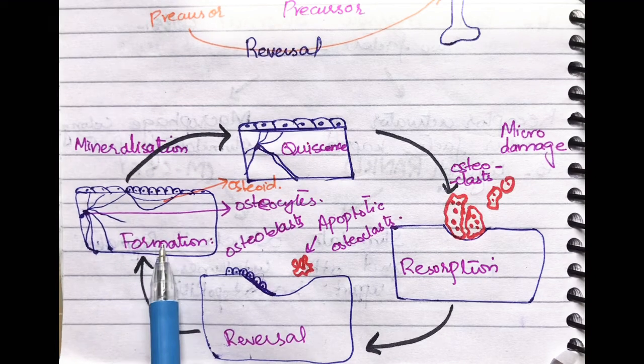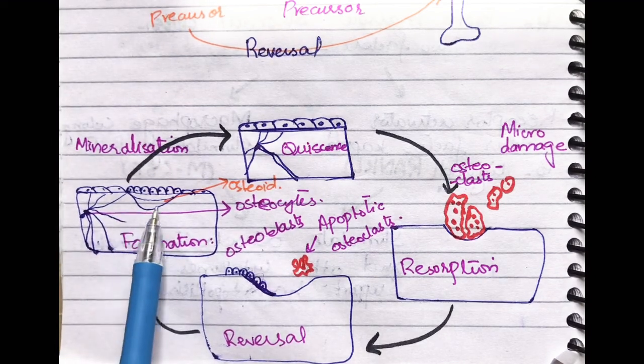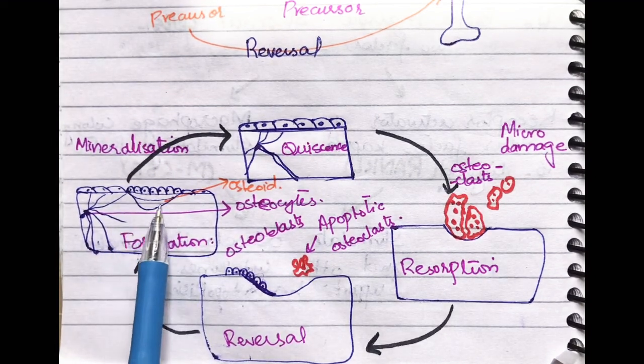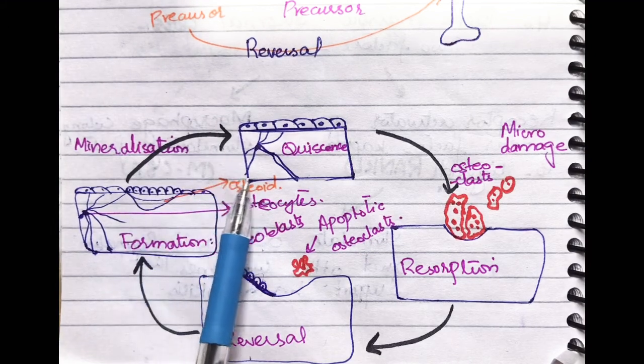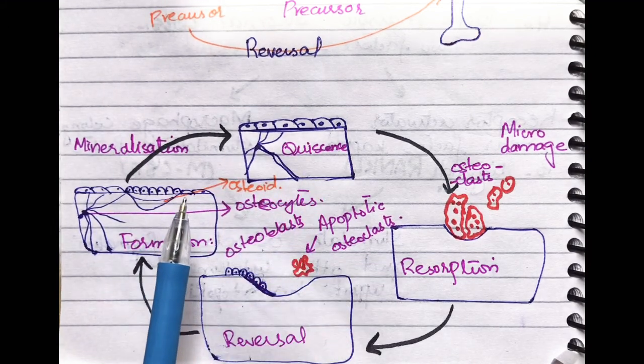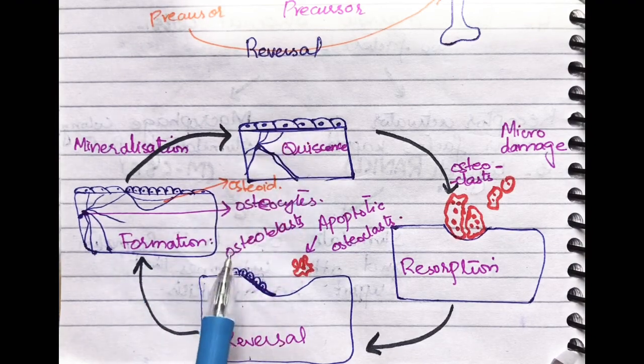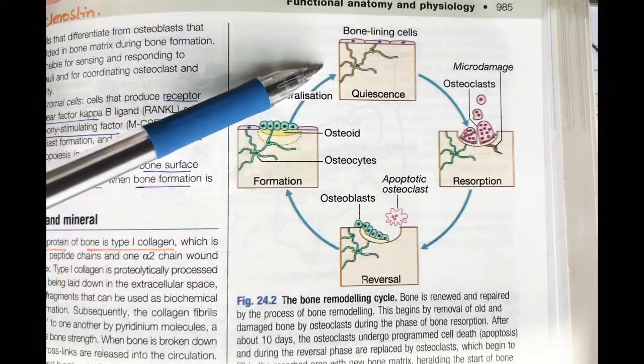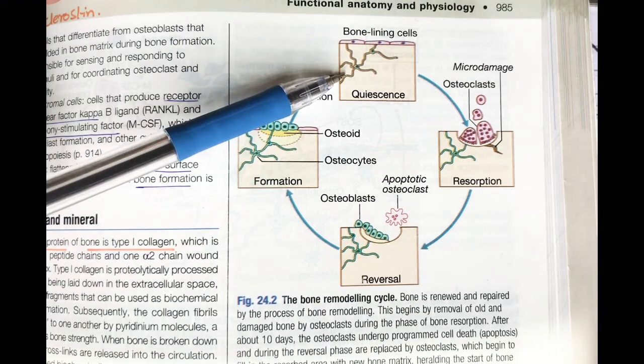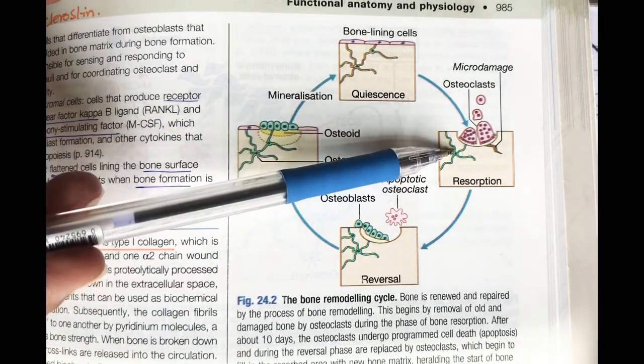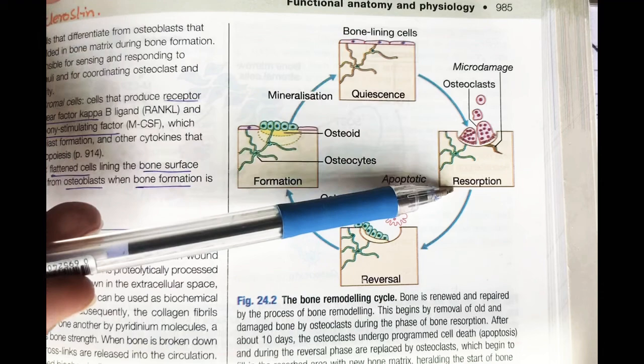When there is a formation of the new bone, a structure like this is formed, which is referred to as an osteoid. After this, the mineralization of the bones takes place, and hence the remodeling process comes to an end, and the damage to this bone is being repaired like this. So this is a picture. These are the bone lining cells or the quiescent phase. What happens? Micro damage. After micro damage, osteoclasts are attracted. Resorption of the bone starts.